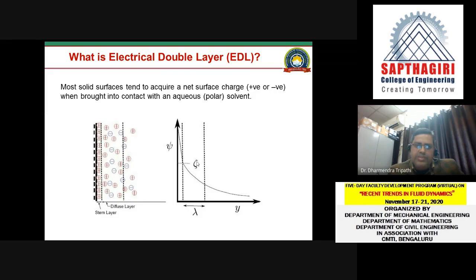So when we are working on electroosmotic flow, zeta potential plays an important role in the case of electroosmotic flow also. That's why I have shown what the zeta potential is.